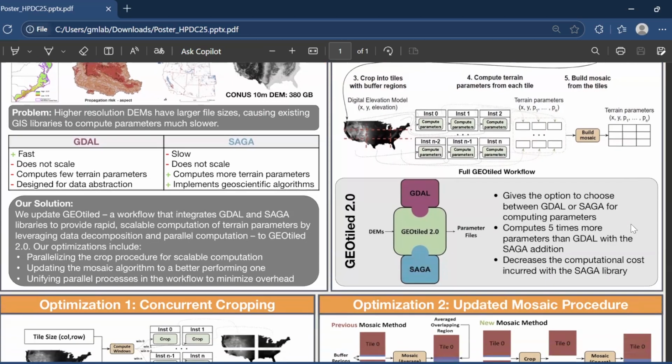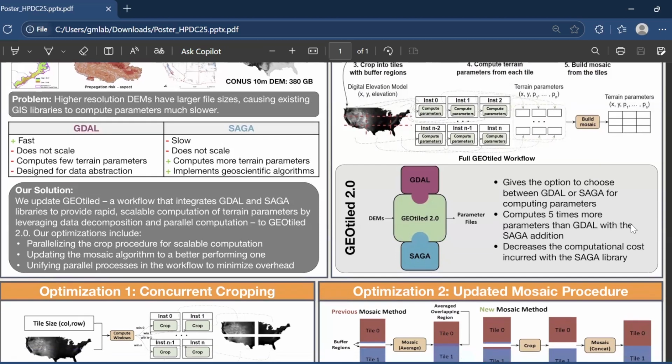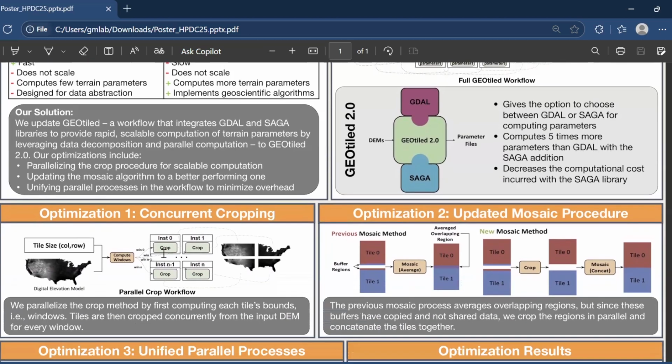In the new and improved GEOtiled 2.0, our work, we now have the addition of SAGA on top of what we originally only had, GDAL. With SAGA, we compute 5 times more terrain parameters than with GDAL. And with our optimizations, we were able to decrease some of the computational costs incurred by SAGA, since it is a little bit more expensive than the GDAL counterpart.